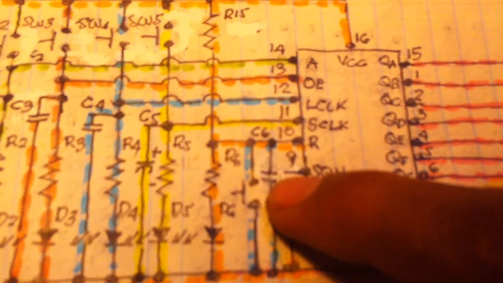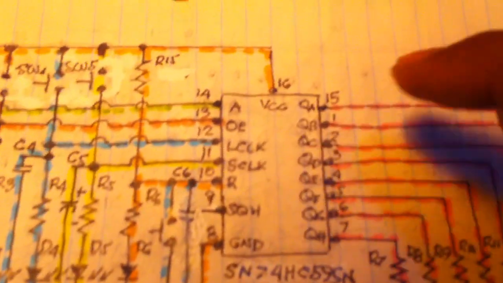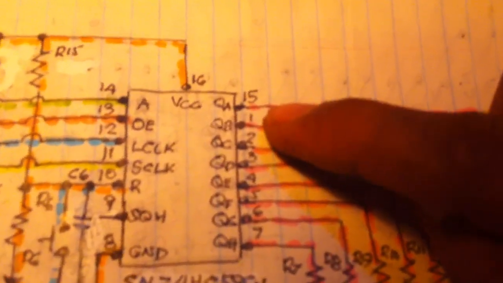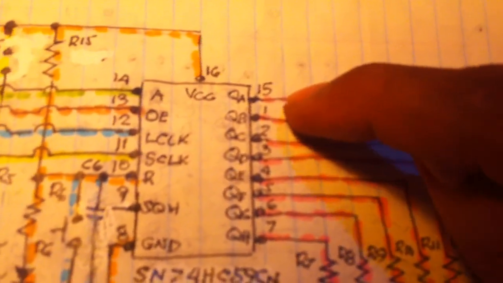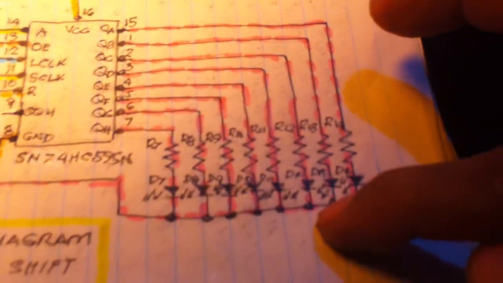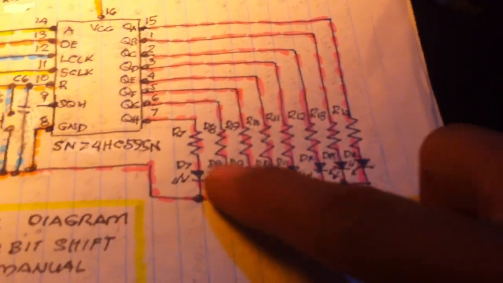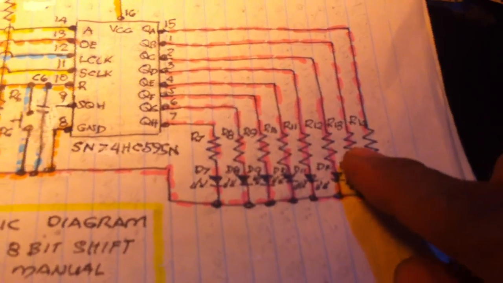We also have a debounce capacitor here. Also pin number 8 is ground. Pin number 16 is the power supply of the IC. We have the outputs here: pins 15, 1, 2, 3, 4, 5, 6, 7 output to the LEDs in series with the resistors. All the resistor values here are 330 ohms each.